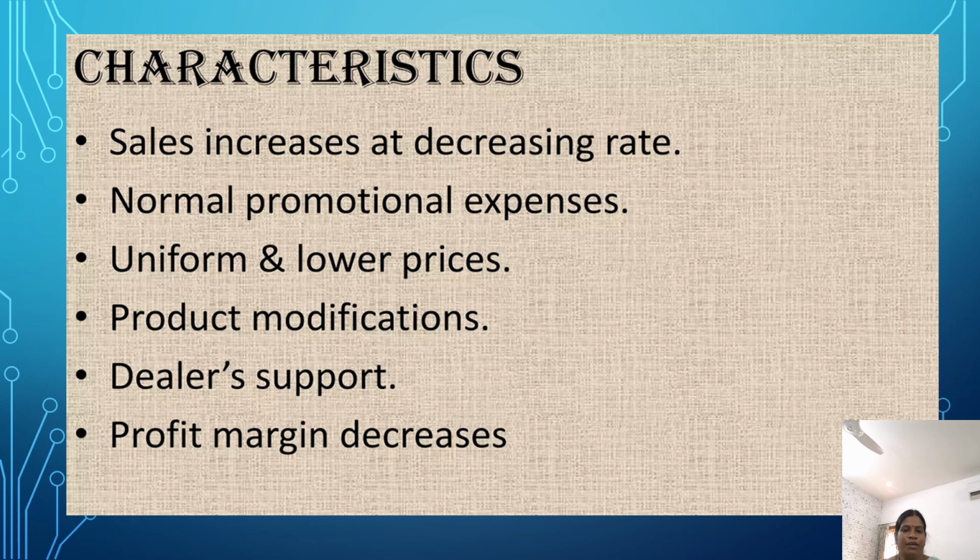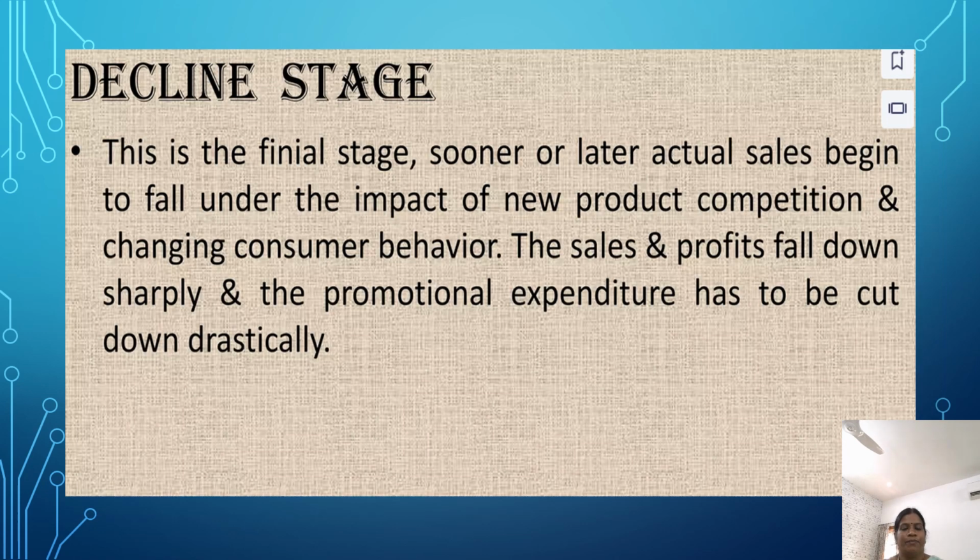Product modification is very essential. In that situation, change the product, the wrapper, the quantity, the quality, anything. Dealer support is very important. In the maturity stage, profit automatically decreases. These are related to the characteristics of the maturity stage.